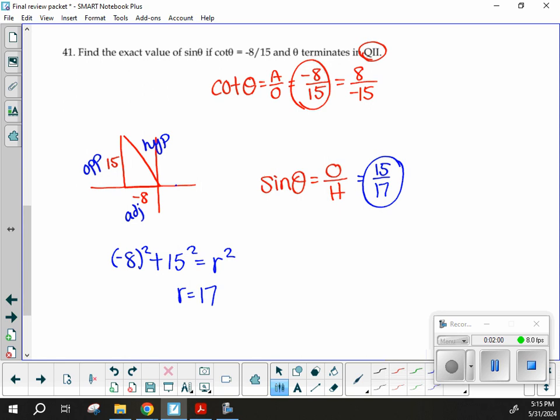You could use some inverse trig functions and figure out what theta is and then just plug it in here, but you probably won't get that nice exact value, but it could be close.